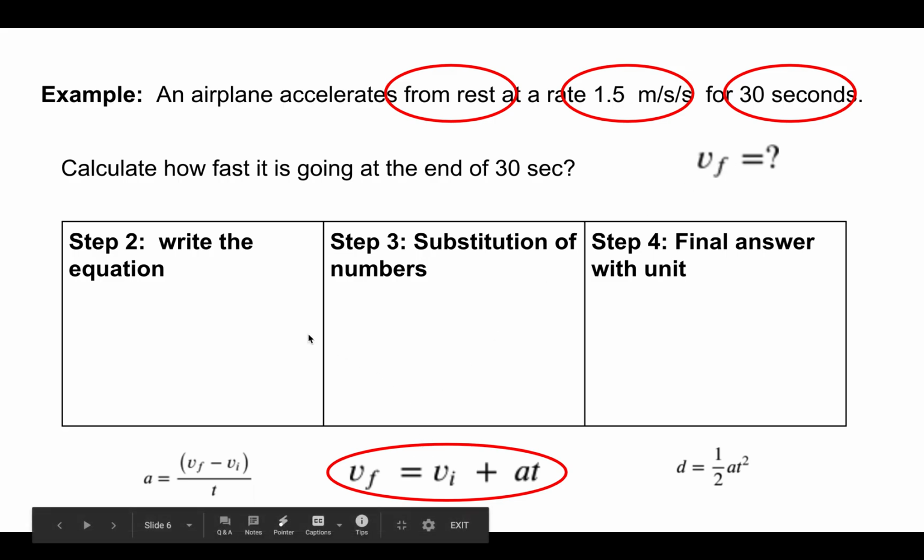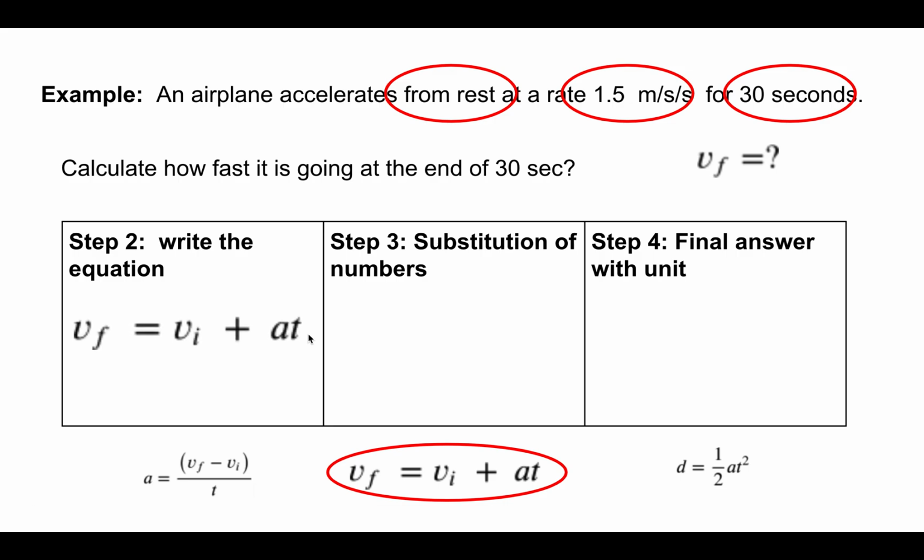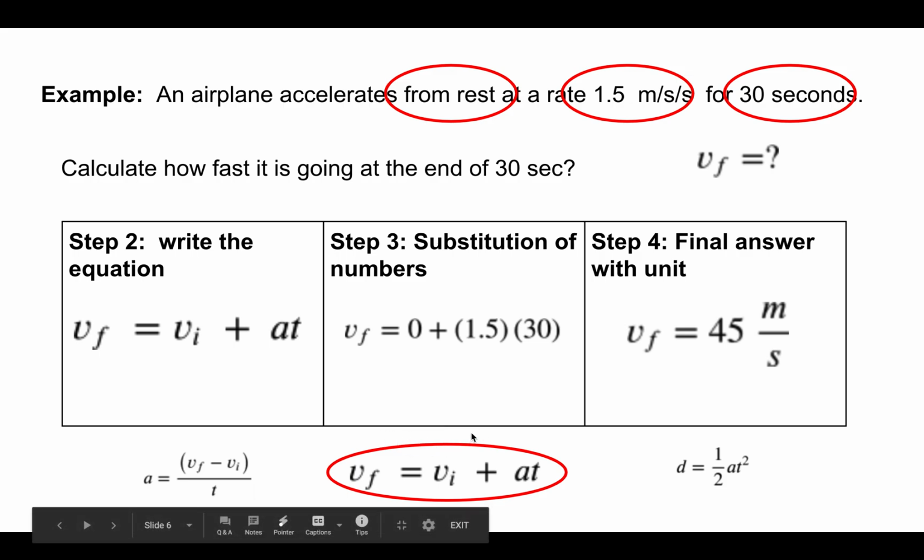So we pick our equation, we write it down, and then we substitute the numbers. So we have our list of givens. My initial velocity was 0. My acceleration was 1.5. My time was 30. I'm just going to multiply these numbers together and put a unit on it. So calculator, that is 45 meters per second. So that's going to tell us this is our how fast equation.